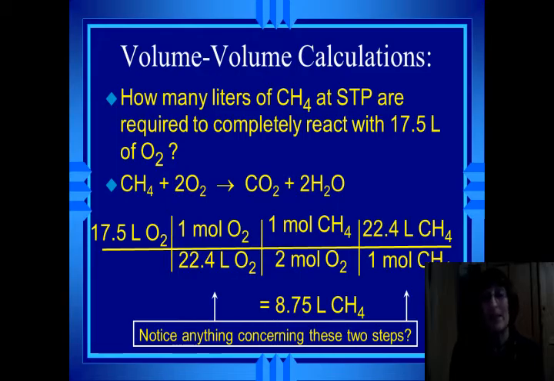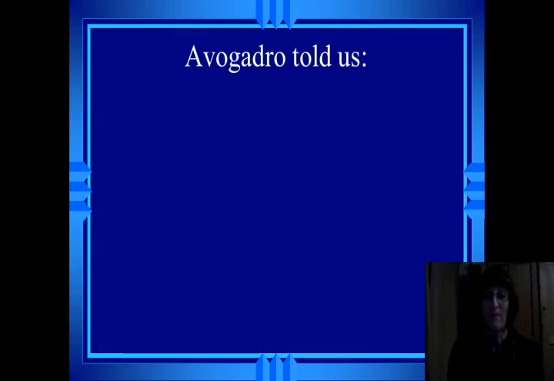What that means is you can look at that balanced chemical equation, and if you're at STP, instead of looking at it as moles of substances, you can also look at it as liters of substances. So you can go straight from 17.5 liters of oxygen to however many liters of CH4. Using the mole ratio, you just think of it as liter ratio. It only works when you're dealing with gases at standard temperature and pressure.